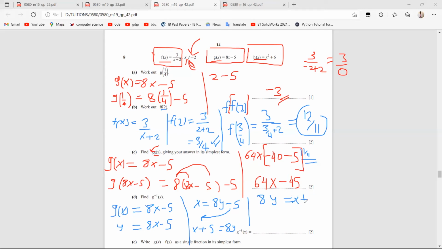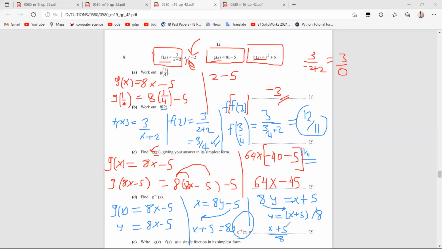Remember, we only need y. Our interest is y. So now I'll cross my 8 to the other side. 8 was multiplied by the y. That means when it crosses to the other side, it will be divided, all right? So you'll have y equals x plus 5 all over 8, okay? So now your G inverse down here will be x plus 5 over 8. That's the inverse of function G.